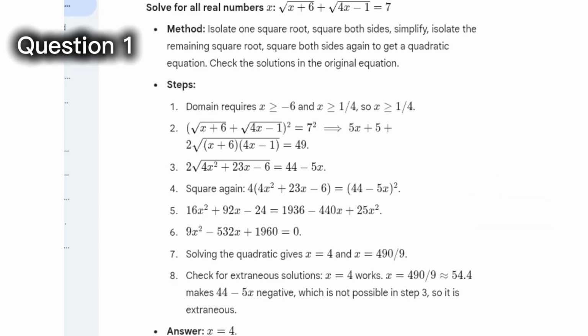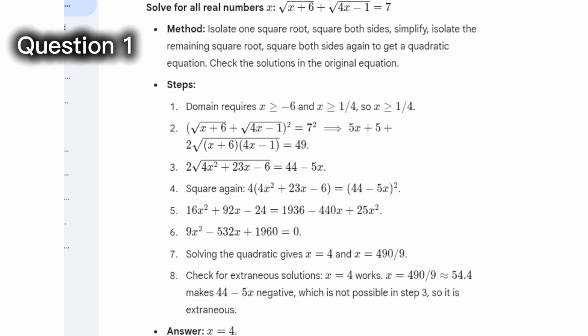Question 1. On algebra, we need to solve the equation: the square root of x plus 6 plus the square root of 4x minus 1 equals 7. Step 1. We start by making sure our variable x is valid. It must be greater than or equal to 1/4.